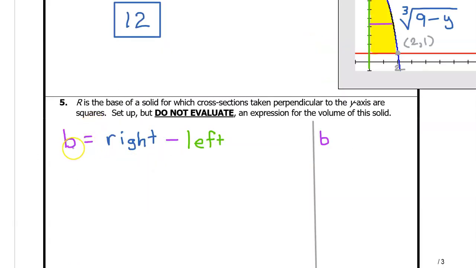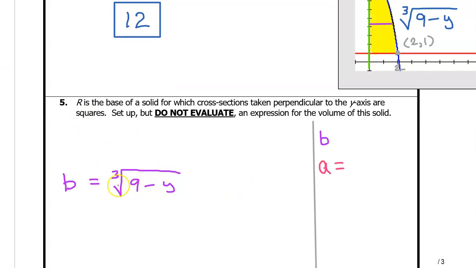We can write an expression for the length of slice base b by doing the right function minus the left function. The function on the right is the cube root of 9 minus y, and the function on the left is 0. So an expression for the length of the base of a single slice will be the cube root of 9 minus y minus 0. Obviously, we don't actually need to write the minus 0 part, so I'm just going to erase that.